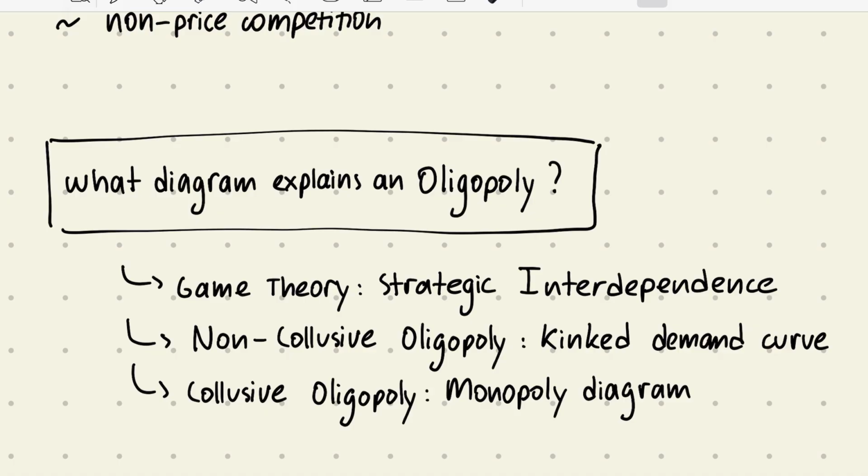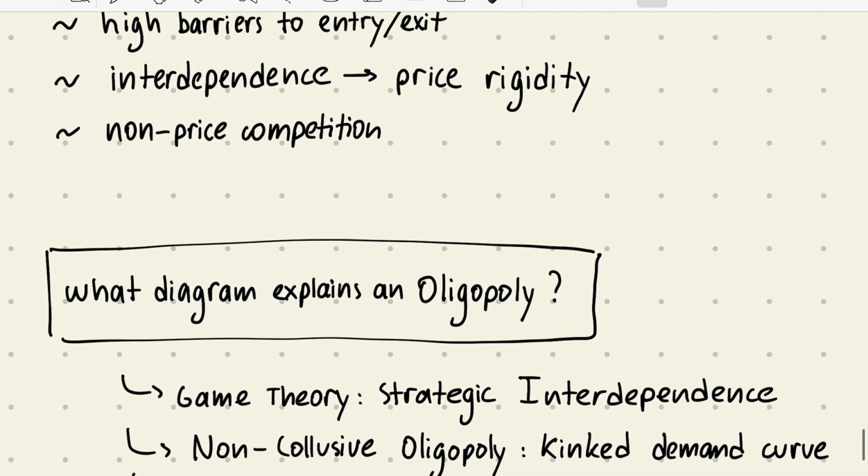You could have several diagrams explaining an oligopoly, and the first one is the game theory. Here, we're showing the strategic interdependence of firms. This is oftentimes used to talk about pricing strategy of companies in the market. So that's the first diagram you could have explain an oligopoly. The second diagram you could have is a non-collusive oligopoly. This is also known as a Kinked-demand curve diagram. And this is something we're going to look at in this lesson, just like this one. And the last diagram you can have explaining an oligopoly is a collusive oligopoly. And here you would just use a monopoly diagram.